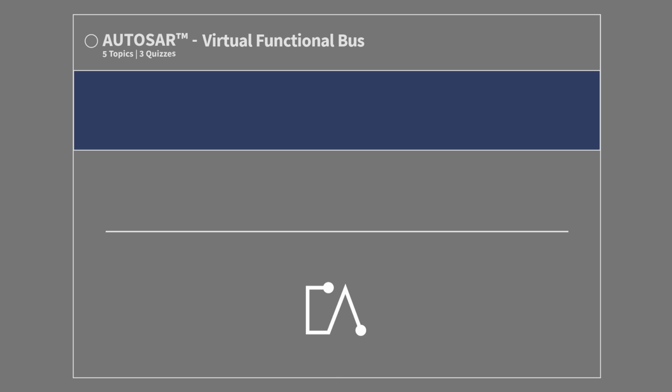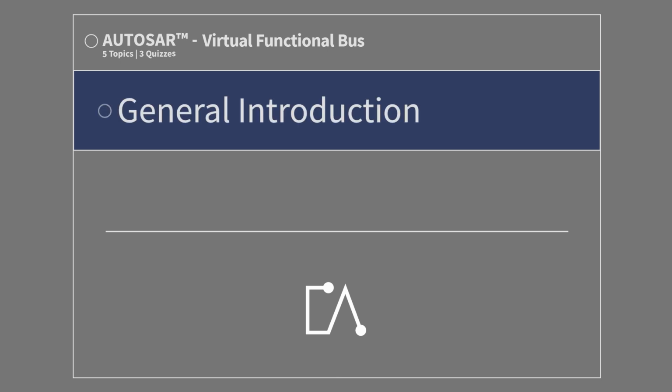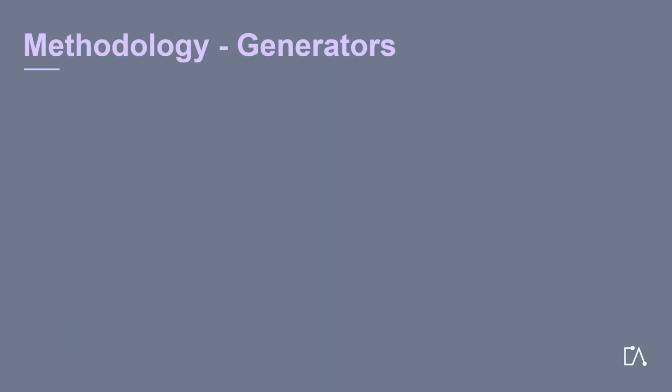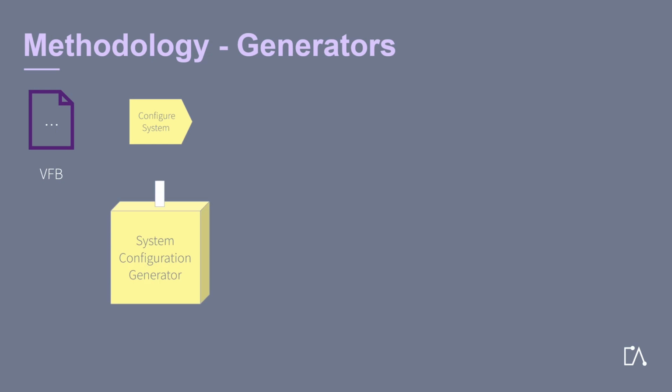AUTOSAR Virtual Functional Bus. General Introduction. Methodology, Generators. We want to take a quick look at the parts of the methodology that are important for the cooperation of the OEM and the supplier. The OEM generates different documents which describe the virtual functional bus. These documents are used to configure the system. For this task, the system configuration generator is used.